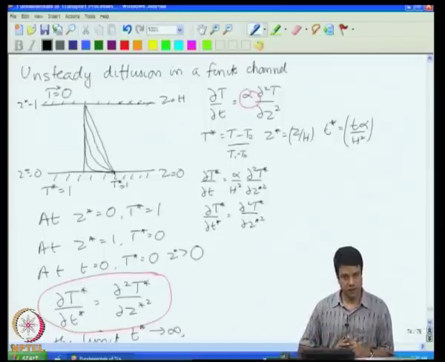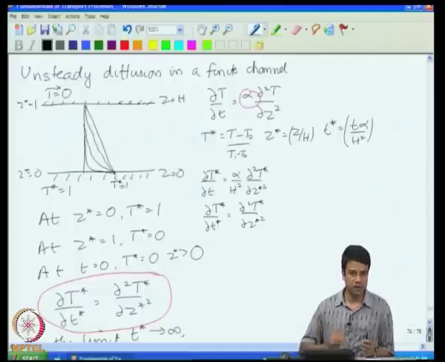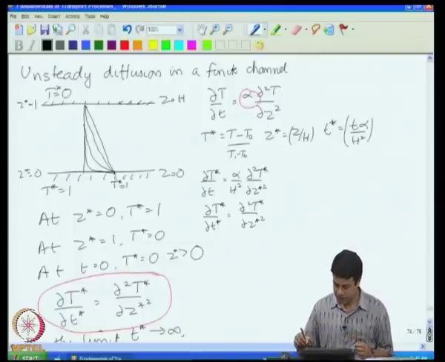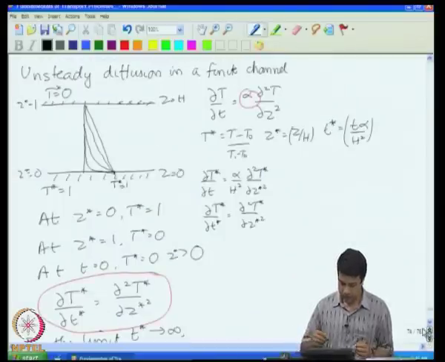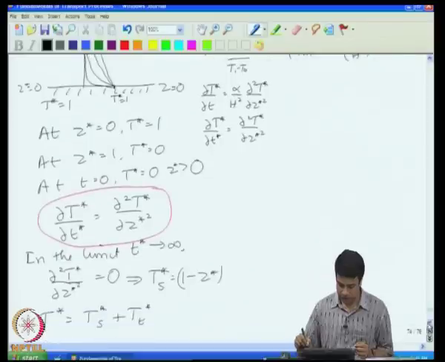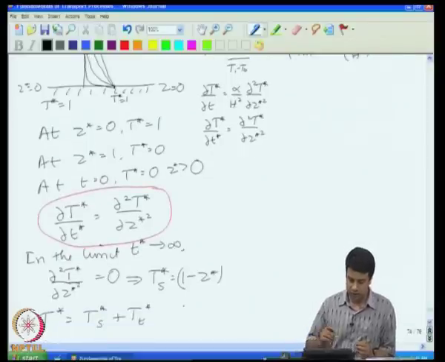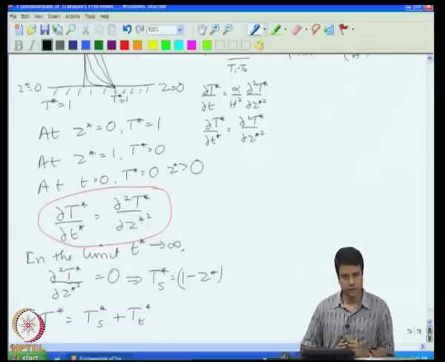First thing is, I had an unsteady diffusion problem, and in the limit of long time you expect that the temperature has to go to the final steady solution for the temperature field. And that final steady solution for the temperature field is given by 1 minus z star. So, in the limit as t goes to infinity, I expect the temperature field to take a steady value.